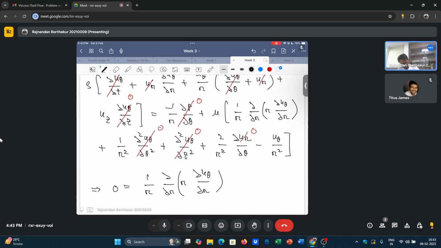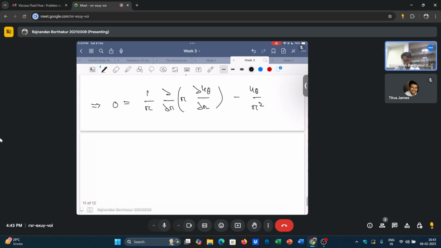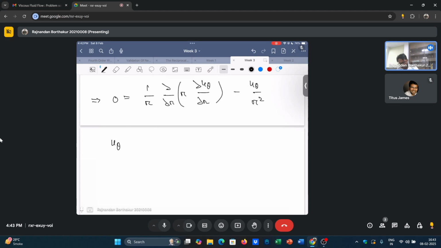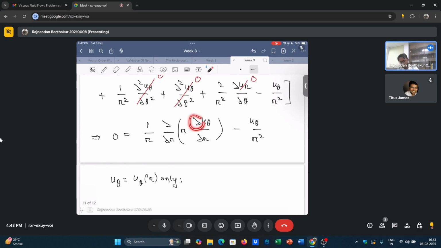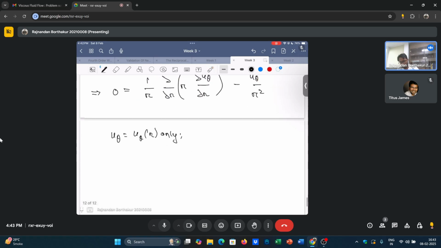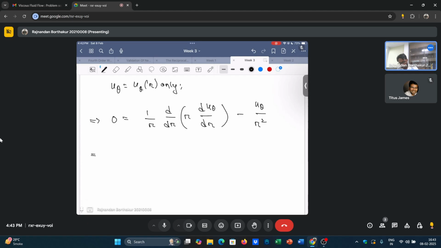And I just have this term, u theta by r square. I think that's it. Let me check my notes. Yes, that's the term we exactly end up getting. Now, since u theta is just a function of r only, I can basically replace the partial derivatives with ordinary derivatives. That's the most common thing that we do, which means I can now write this as 1 upon r d/dr of r times du theta by dr minus u theta by r square, and just apply the product rule of differentiation.